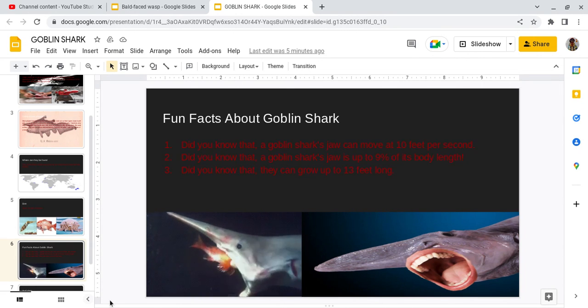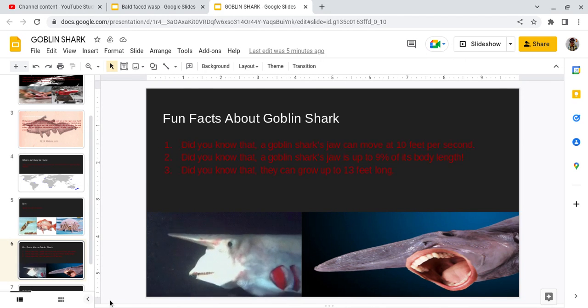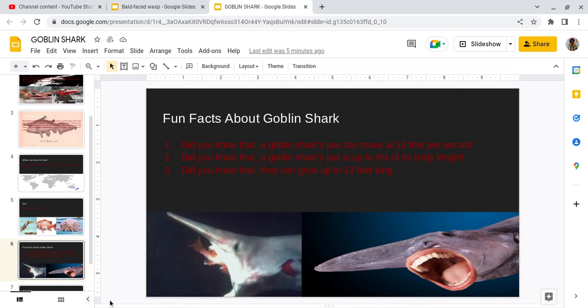Nice. Fact number three: did you know that they can grow up to 13 feet long? That's pretty long.